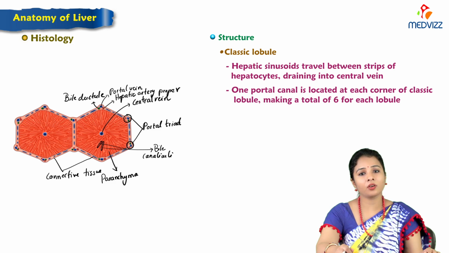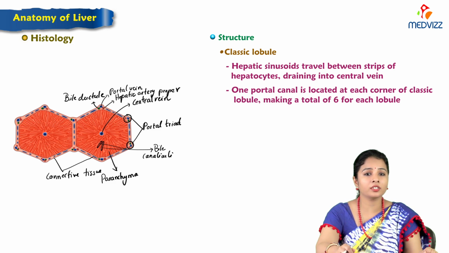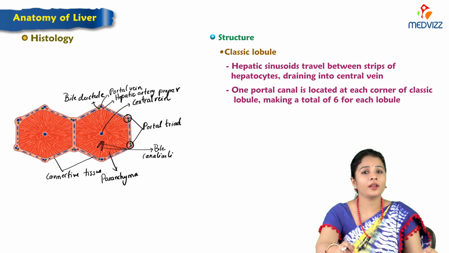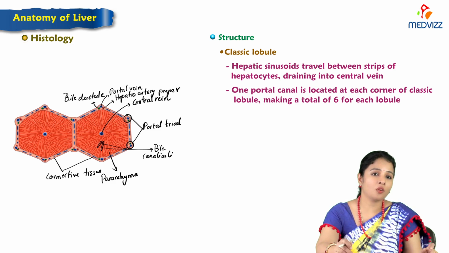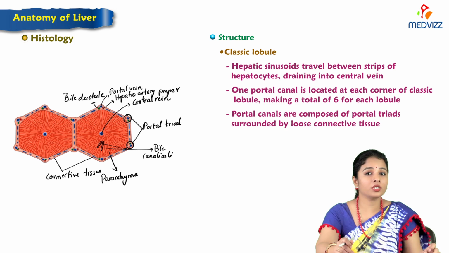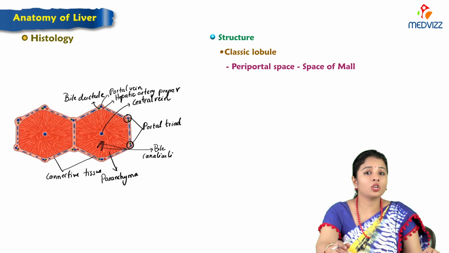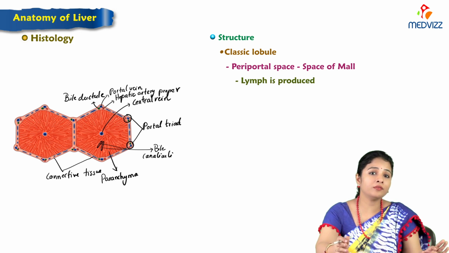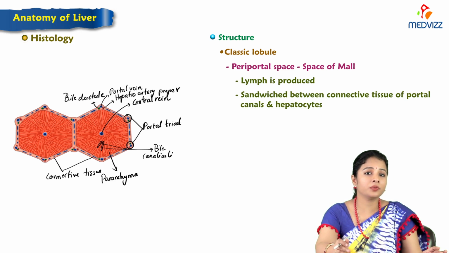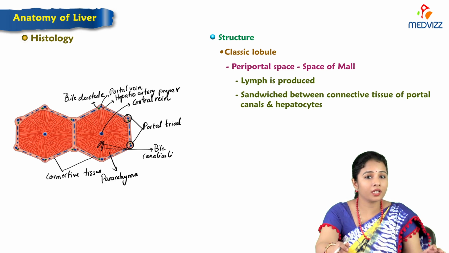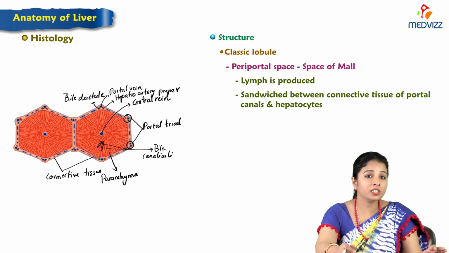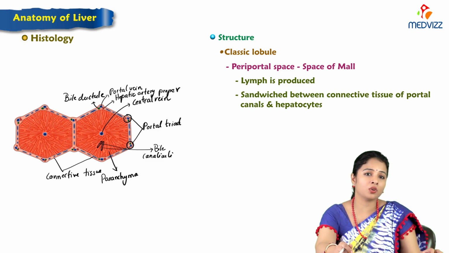One portal canal is located at each corner of the classic lobule, making a total of 6 per lobule, and these portal canals are composed of portal triads surrounded by loose connective tissue. Periportal space, which is called the space of Mall, is where the lymph is produced and is sandwiched between the connective tissue of the portal canals and the hepatocytes. So this space is called the periportal space, which is otherwise known as the space of Mall.